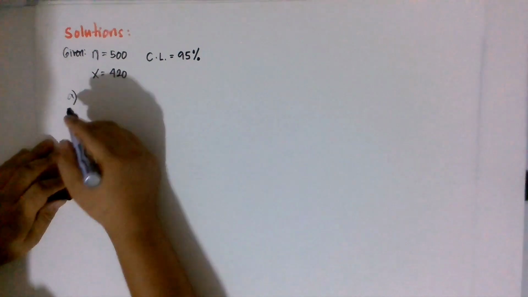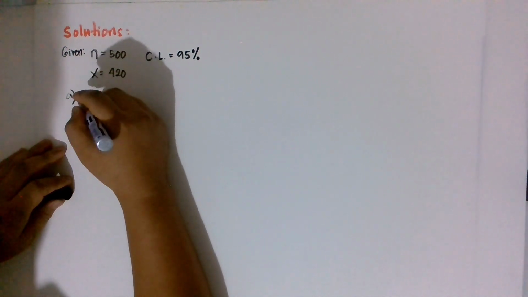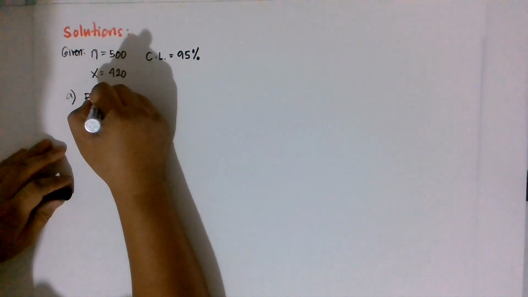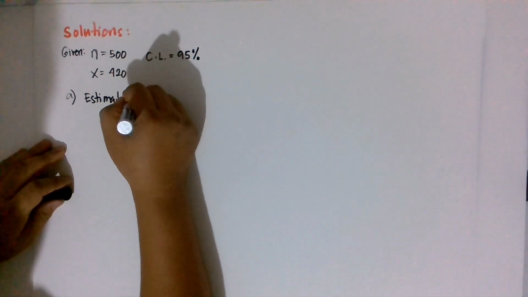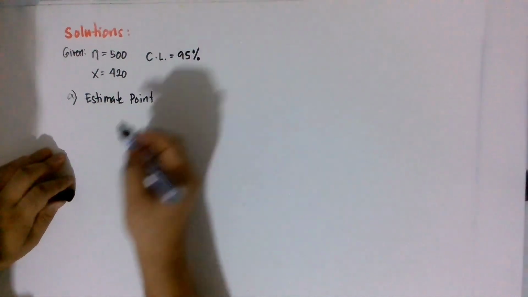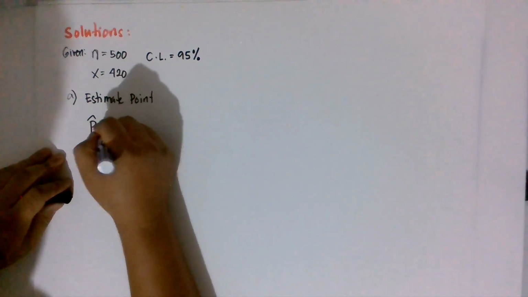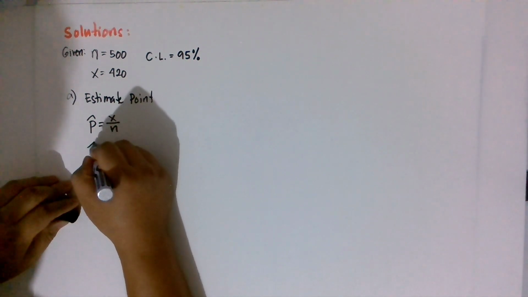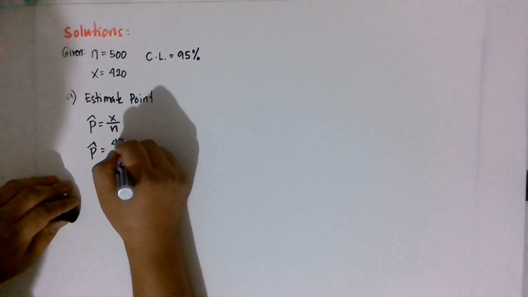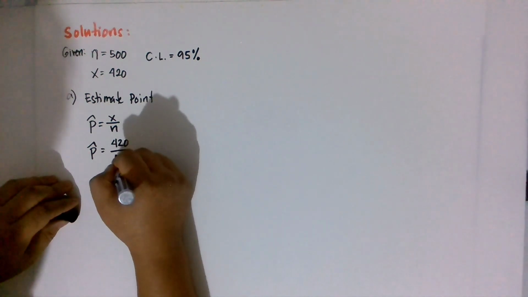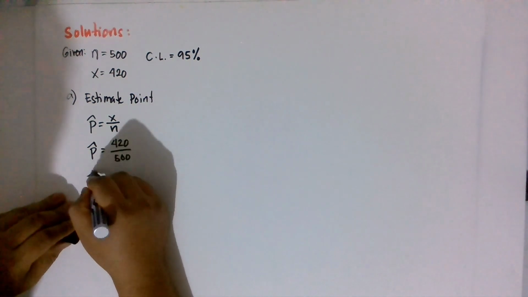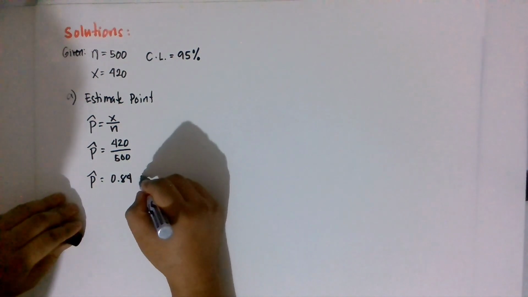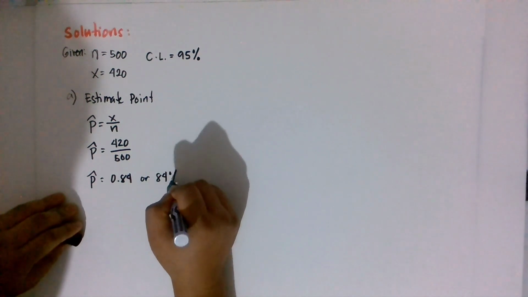Okay, so ano yung mga hinahanap natin? A, the point estimate, or the sample proportion. Point estimate or sample proportion, that is our p hat, and the formula is x over n. So we'll just simply substitute the given data. So our x is 420, n is 500. So i-divide natin yan, and that is 0.84 or 84%. Okay, so that is our p hat.